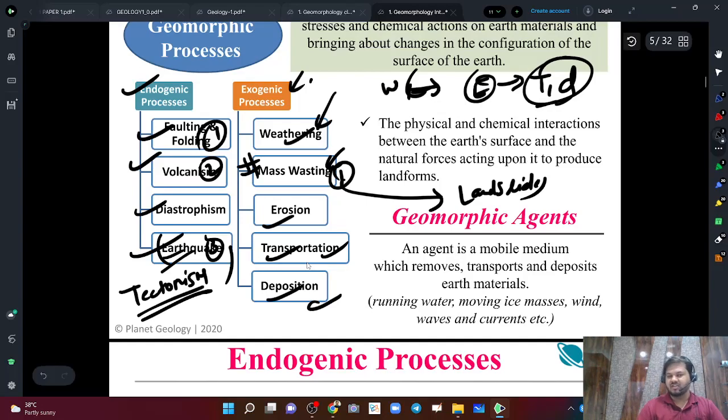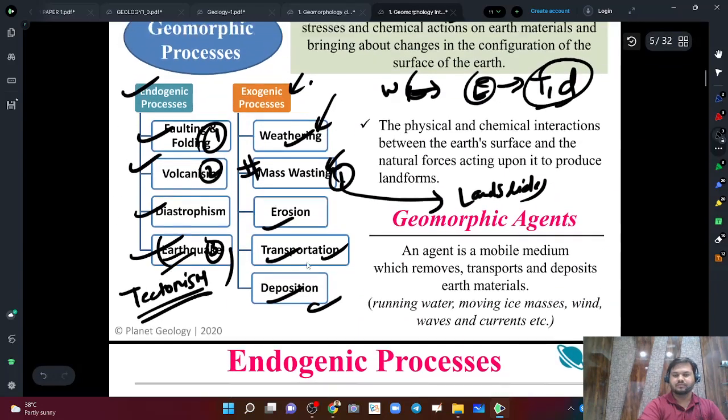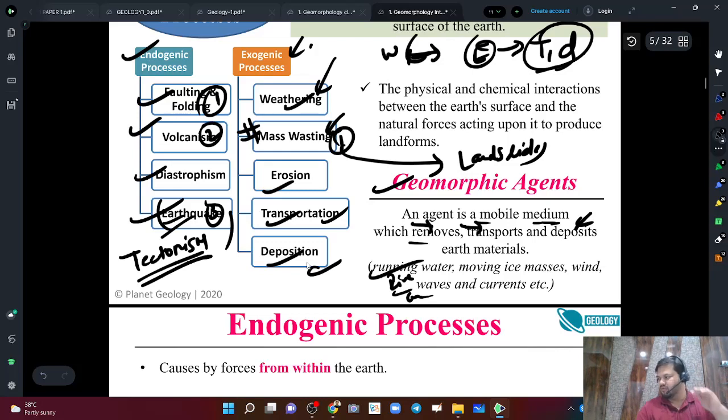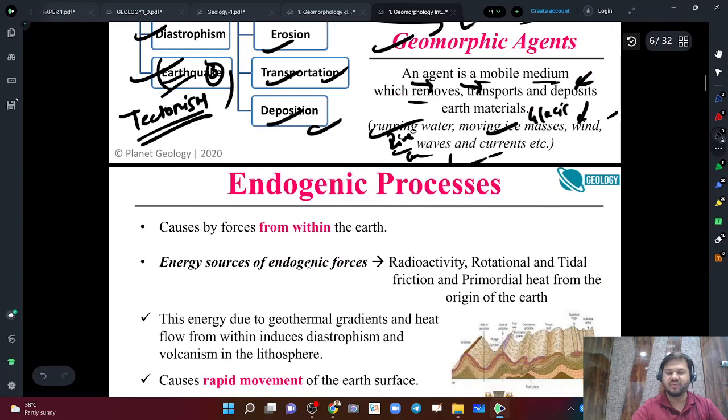So they are all part of mass wasting, right? So that is it. So what is a geomorphic agent? An agent is a mobile medium which removes, then transports, and somewhere deposits earth material. For example, running water, that is river, or groundwater. Groundwater is also running actually, but it flows at a slower rate. Then moving ice, that is glacier, wind, waves, currents, all these are geomorphic agents, right?